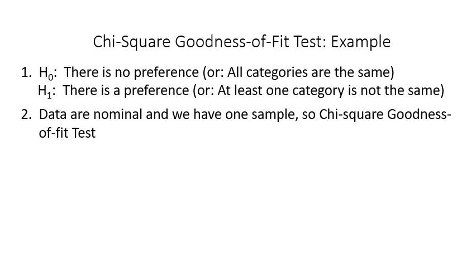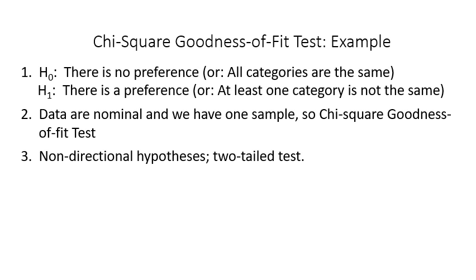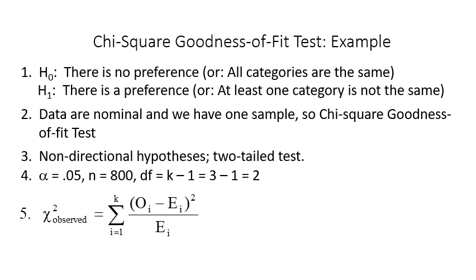The data is nominal, and we have one sample, so we're doing a chi-square goodness of fit test. It's non-directional because all chi-square tests are non-directional. Our alpha equals 0.05, our n equals 800. You got that from the previous one if you looked at 800 total. Our degrees of freedom is going to be categories minus 1. There were 3 categories, so 3 minus 1 is 2. And our chi-square observed is going to be, again, the sum of observed minus expected squared divided by expected.